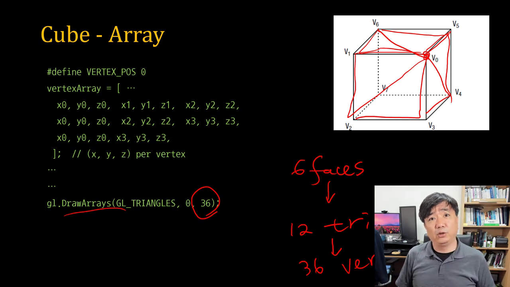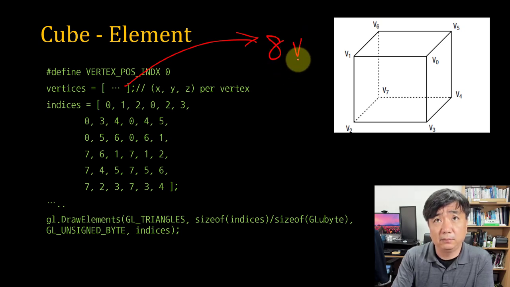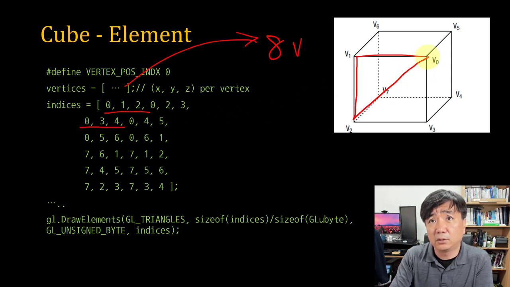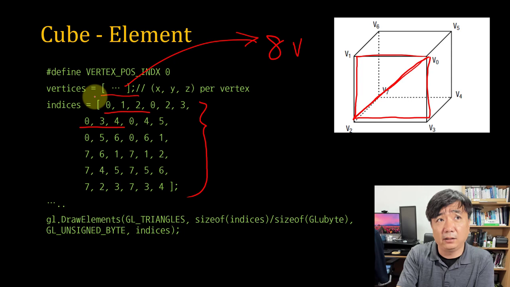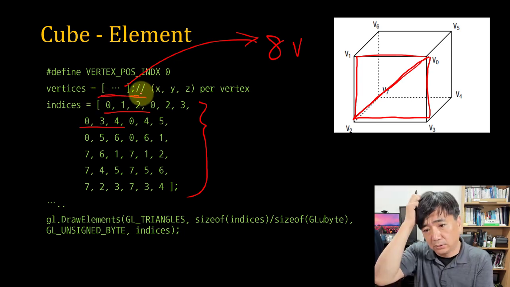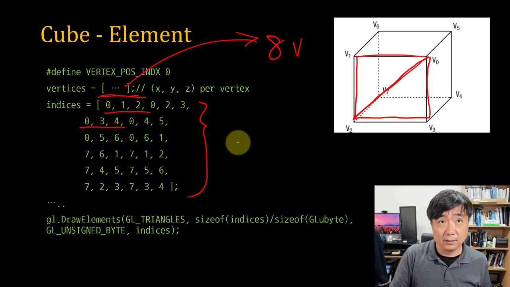But if we use draw elements, then we only list 8 vertexes, and then we can combine them by index. So 0, 1, 2 is one triangle, and then 0, 2, 3 is the second triangle. We can define it like this. So it looks like saving memory because we just make 8 vertexes.